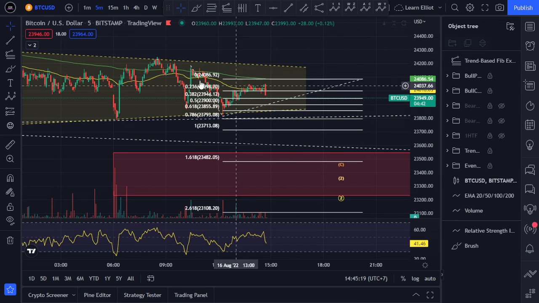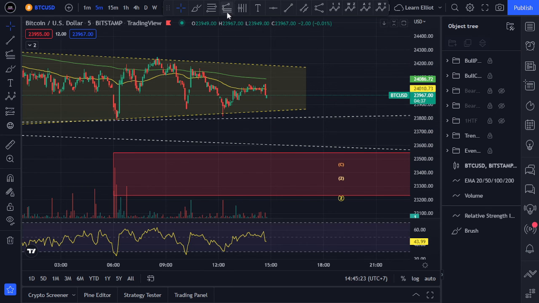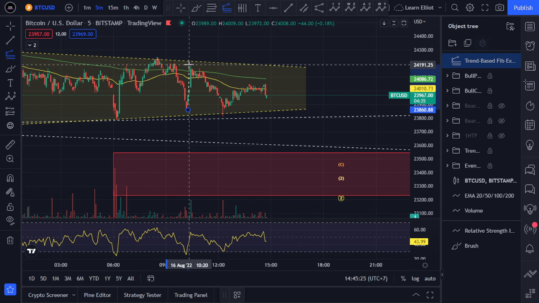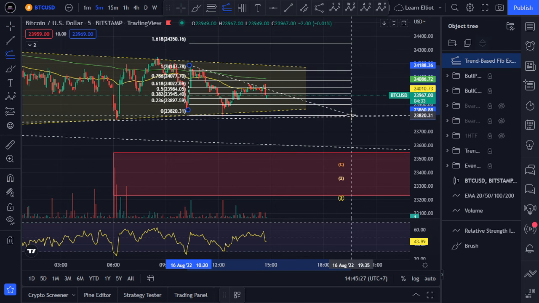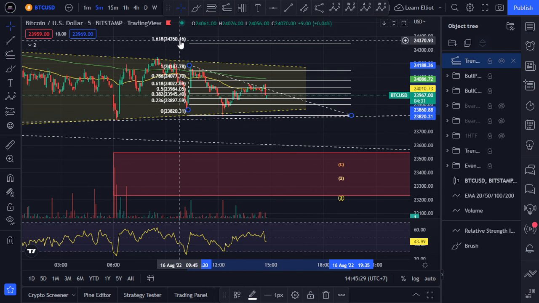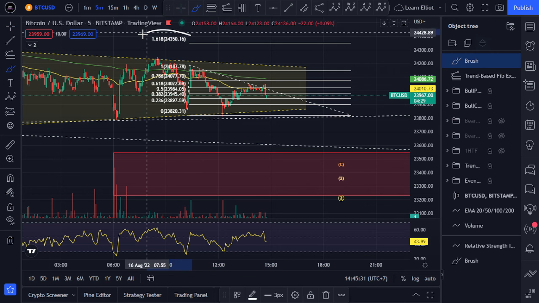That's how it works, I think. So yeah, just draw a Fibonacci trend line if you want to open a long position. This will be your target, a very short-term target.